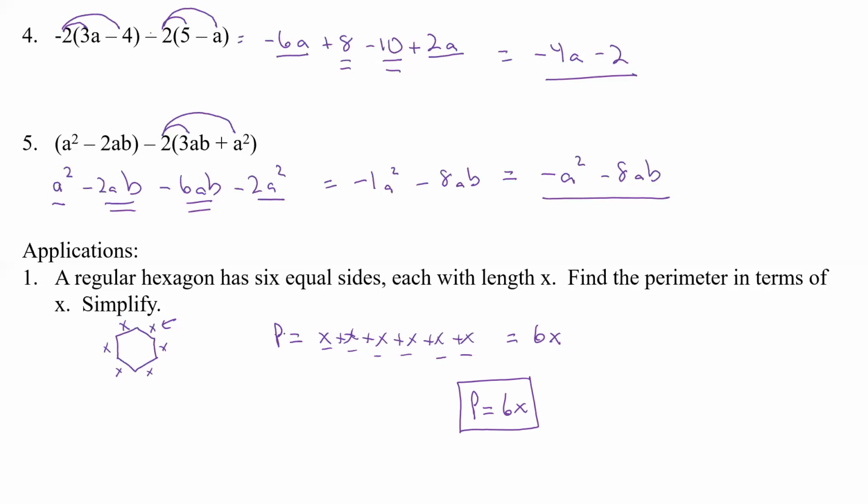Okay. And so all we had to do is add up those sides. And when you add x plus x plus x plus x plus x plus x, we get 6x. All right, I'll pause there and I'll be back in a second.